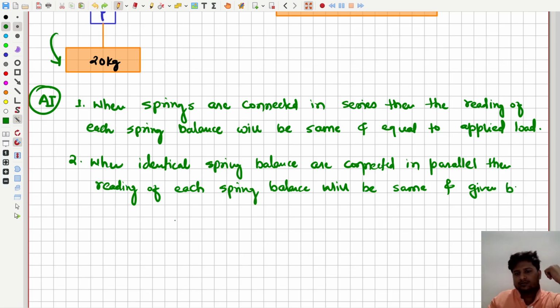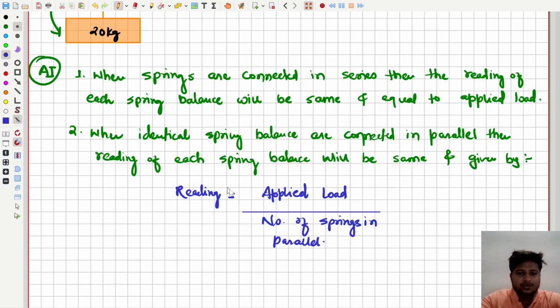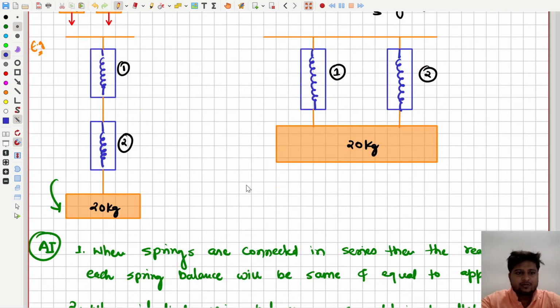Okay, formula is there. Reading is equal to applied load by number of springs in parallel. Clear or not clear now? Number of springs in what? Parallel. Is this clear? Are you able to get me? This is the idea about this.